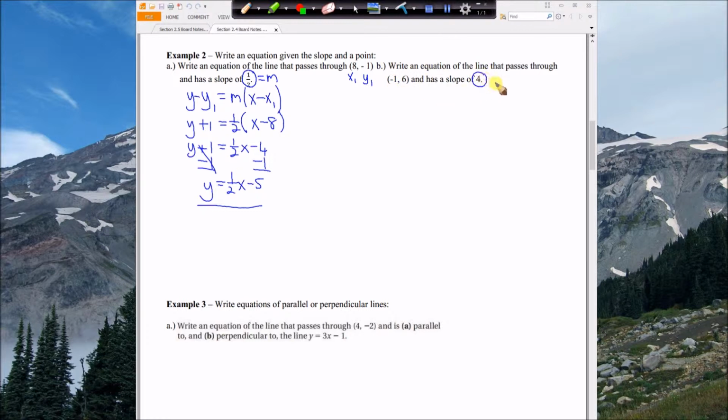Okay, so again, another example. They gave you here the slope is 4, and it passes through this point, x1, y1. And again, we just use the point-slope formula. Okay, and we substitute things in. So y minus 6 in this case equals 4 times x minus negative 1 becomes plus 1. And so we just do some simplification.